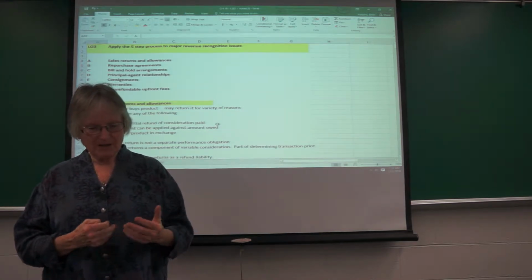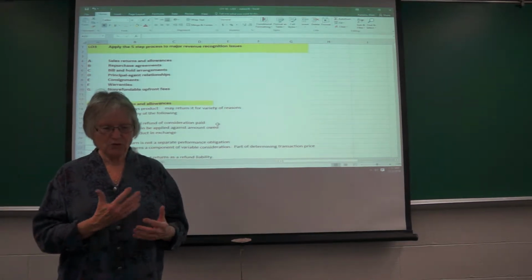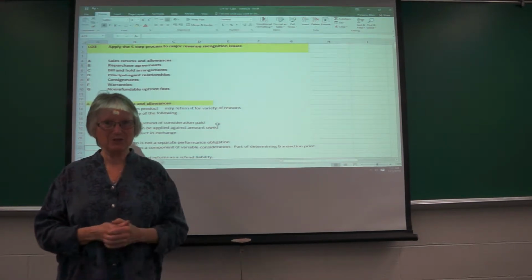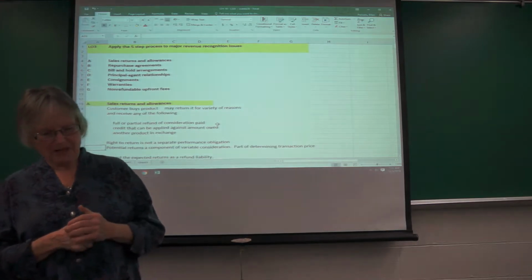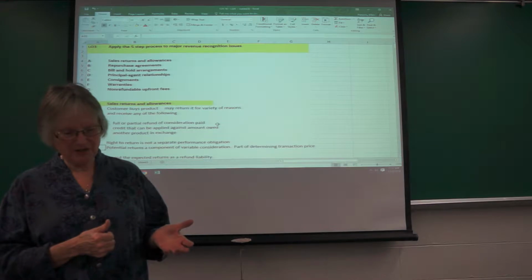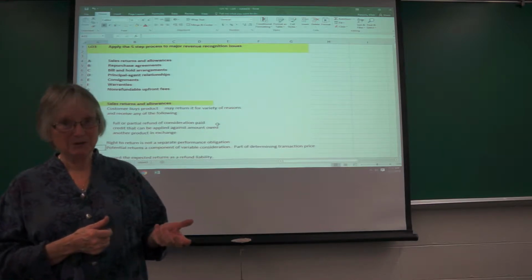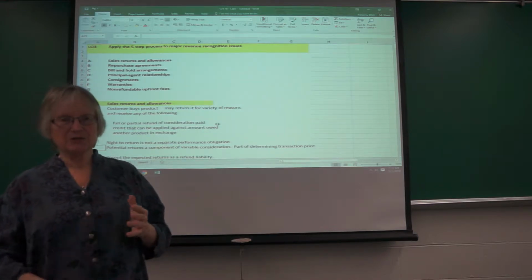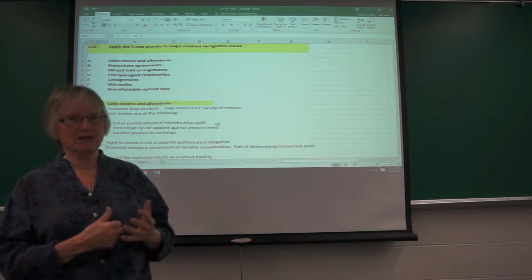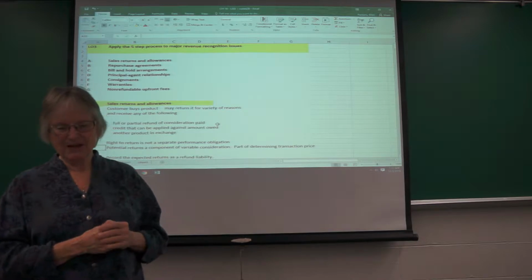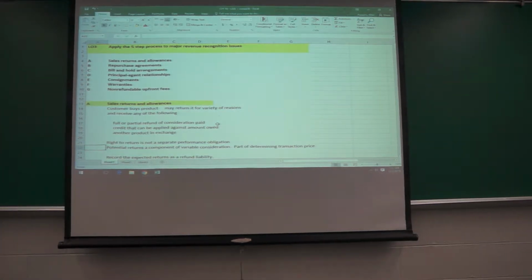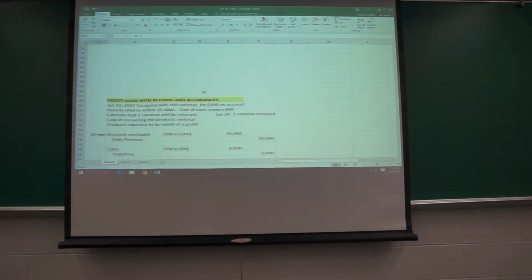So it just reduces the amount of consideration that they expect to receive on the transaction. So when we estimate the returns, you're going to record a refund liability, and we're also going to add back the estimated returns to an estimated inventory account. I think the easiest way to do this is to look at an example and just see what happens here.